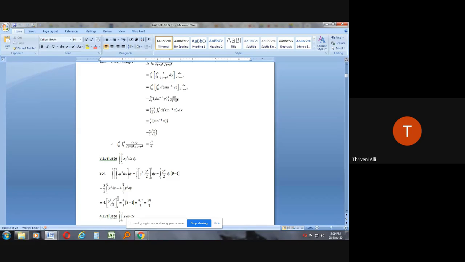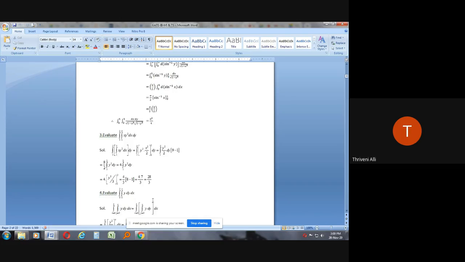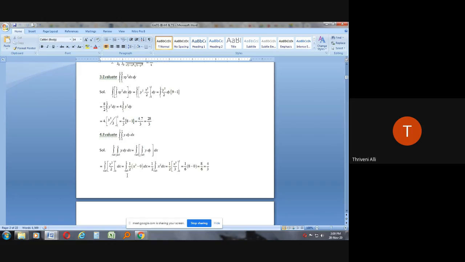So by substituting upper limit minus lower limit in y, we get the answer 28 by 3. Okay. See the fourth one, integral 0 to 2, again integral 0 to x, y dy dx. Here, the first integral is in terms of limits in terms of y. So here y equal to 0 to x. So we can take y equal to 0 to x and x equal to 0 to 2. So finally, y are variable limits and x are constant limits. Understood?